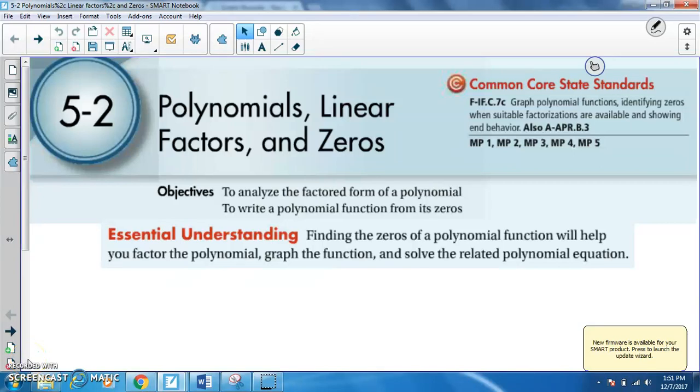Hey guys, today we're going to do 5-2, polynomials, linear factors, and zeros. Our objectives are to analyze the factored form of a polynomial and to write a polynomial function from its zeros. Finding the zeros of a polynomial function will help you factor the polynomial, graph the function, and solve the related polynomial equation.